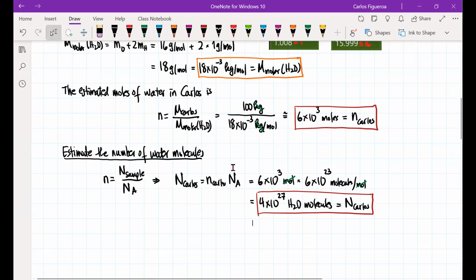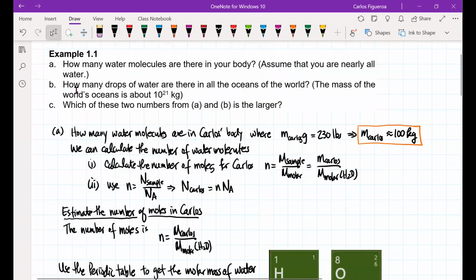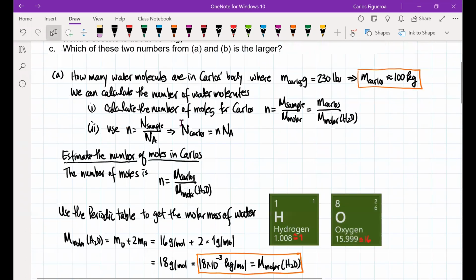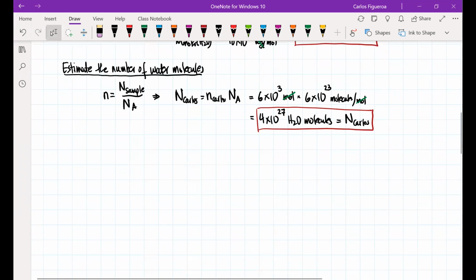And now let's go to B. So they're asking how many drops of water are there in all the oceans of the world? And we know that the mass of the oceans is 10 to the 21 kilograms. That's just a Google search. So now I'm on part B.